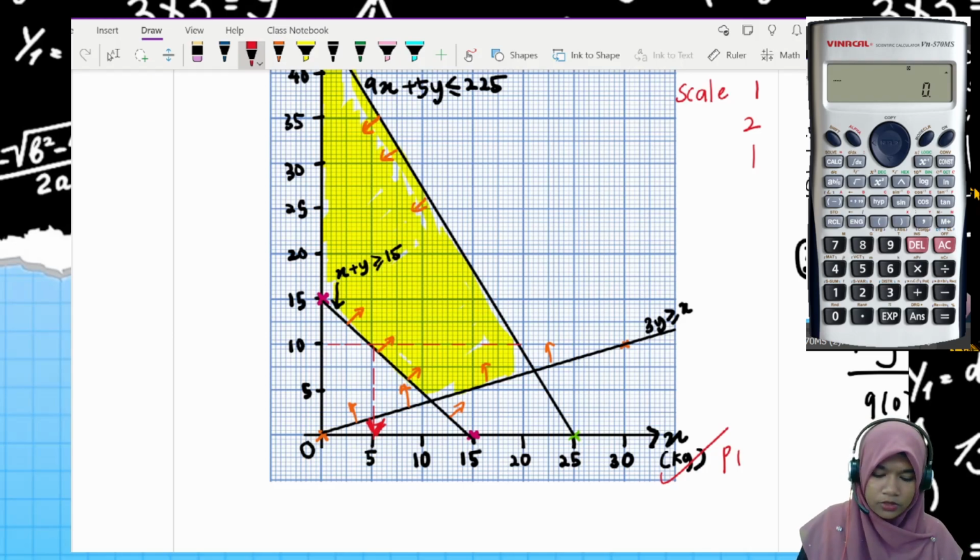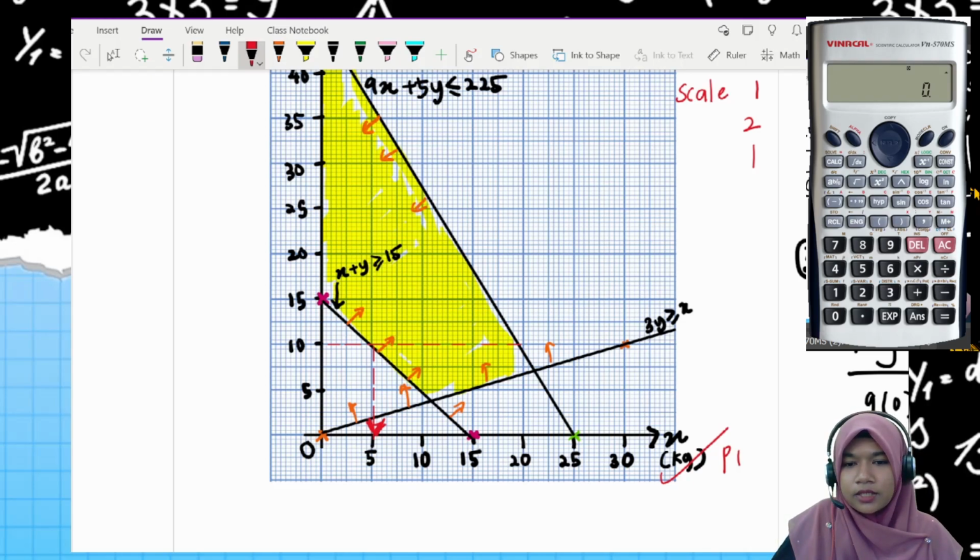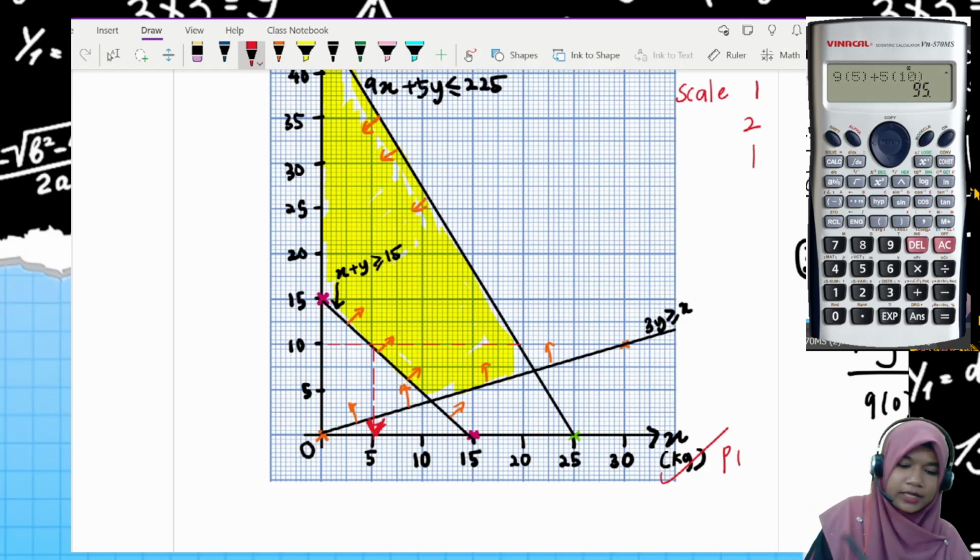Now press the calculator. 9 times 5 plus 5 times 10. So this one is 95, RM 95.